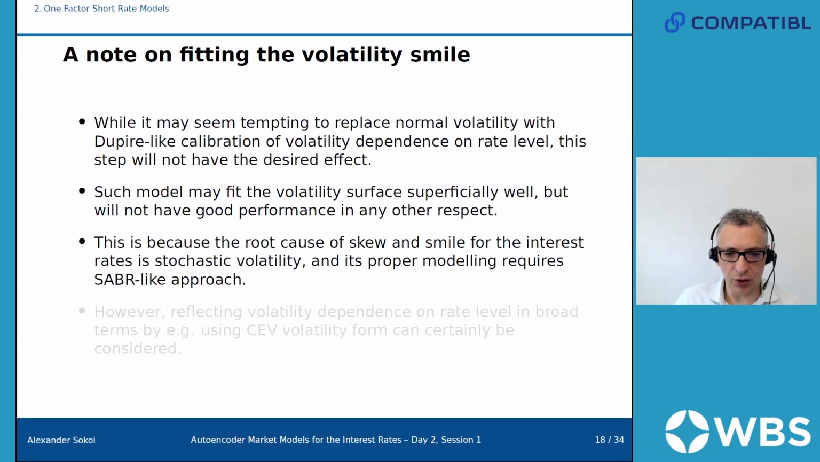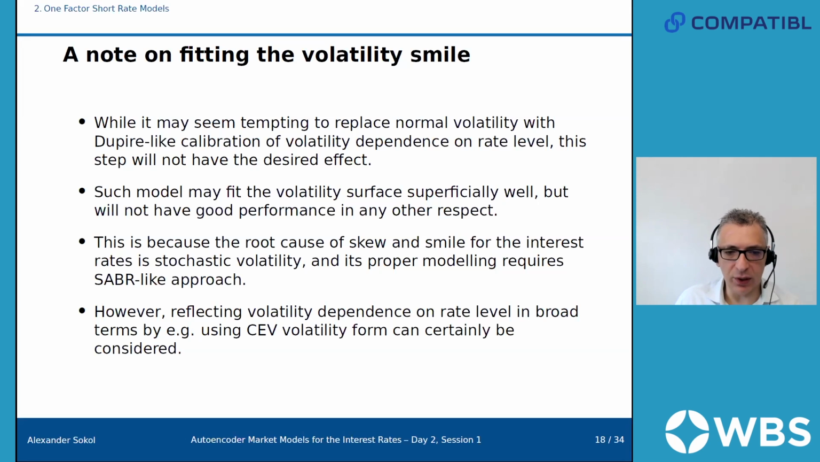And this, unfortunately, is not something we can do today. It's a lot more complex model building, and we don't have time for it in this workshop. But what we will not be doing is saying, let's now use the autoencoder to fit the volatility smile. The way to do it is to make the volatility stochastic, as opposed to making it rate dependent in a sophisticated Dupire-like way.